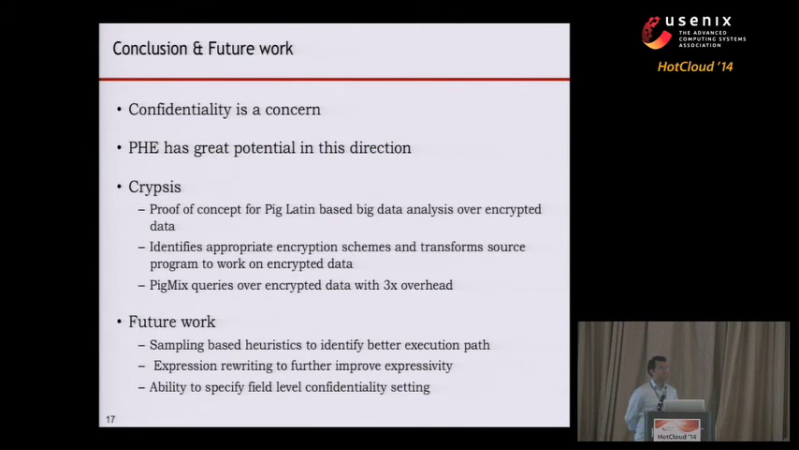Okay, I didn't understand the re-encryption part of your talk, so I will... Okay, I can talk to you later.